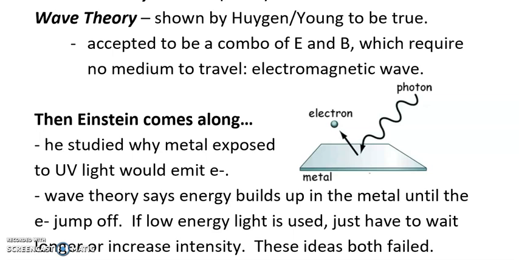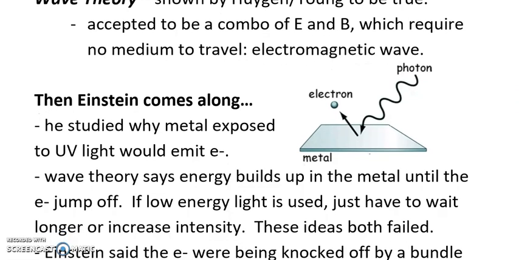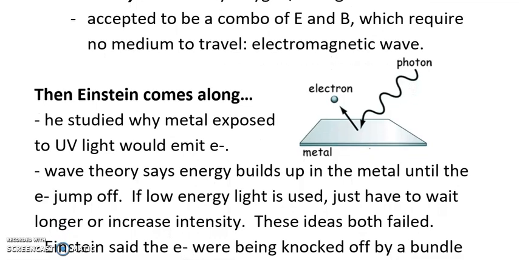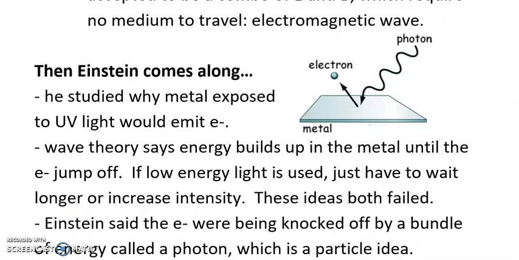So Einstein actually then applied an idea from somebody else that you guys will also learn about in grade 12 to figure out how this worked. Einstein said that the electrons were actually being knocked off or shot off by a bundle of energy called a photon. That's the term photon kicks in the diagram. But that's a particle idea, which of course probably pissed off a lot of people who thought that light traveled as a wave and a wave theory can explain it. So we brought back a particle idea, which really threw people off.